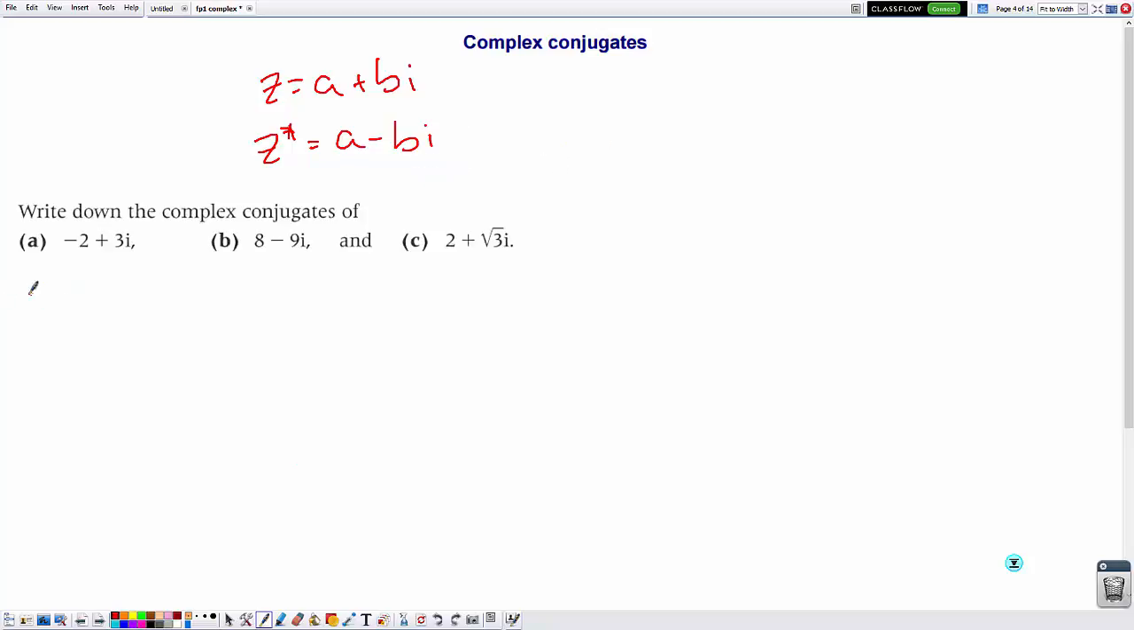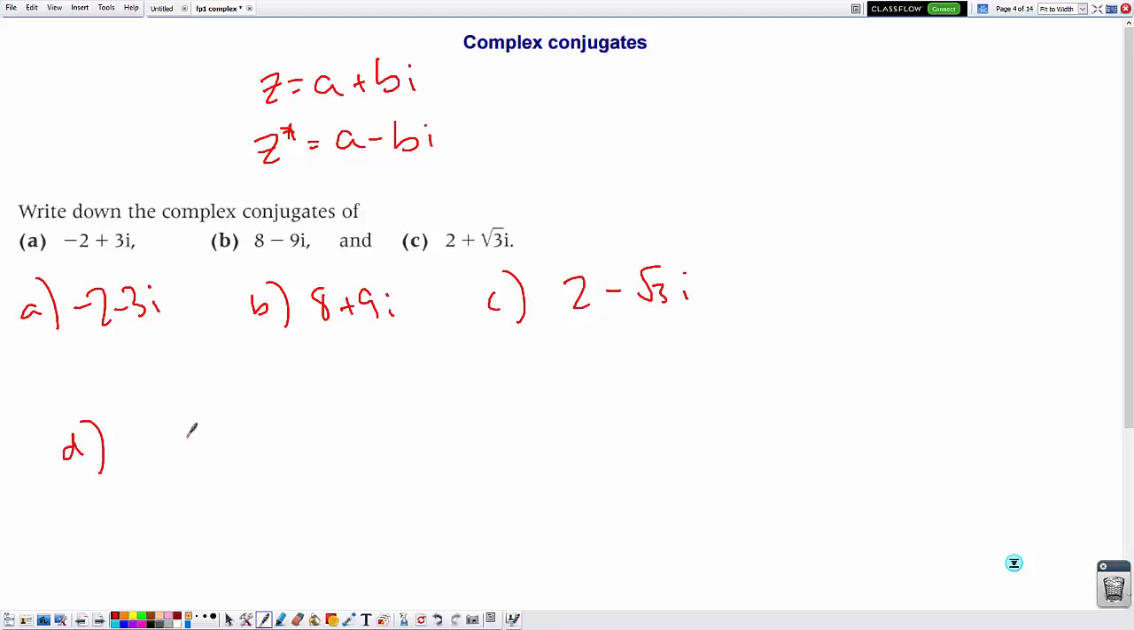So let's work out these examples. It's the conjugate of minus 2 plus 3i. Well, the conjugate of this, I just write down the answer, is minus 2 minus 3i. Notice these aren't equal. If this is z, then this is z star, its conjugate. Let's look at part B. Well, the conjugate of this is simply 8 plus 9i. And for C, the conjugate of that is 2 minus root 3 i. Let's look at something a little bit trickier. So let's look at D.